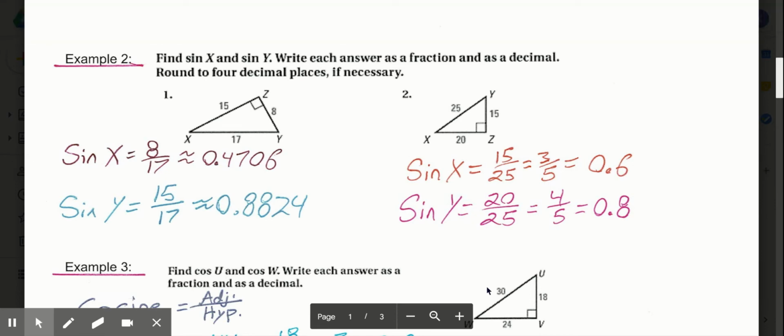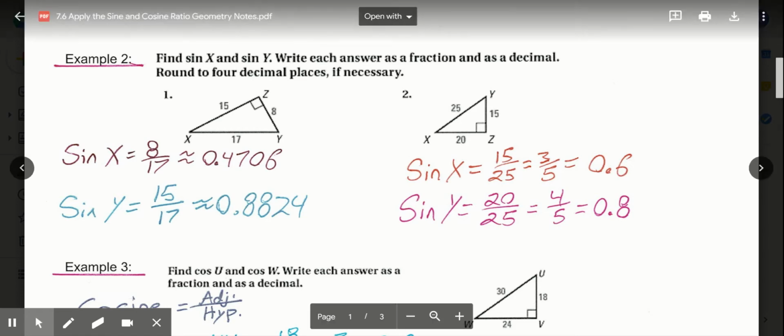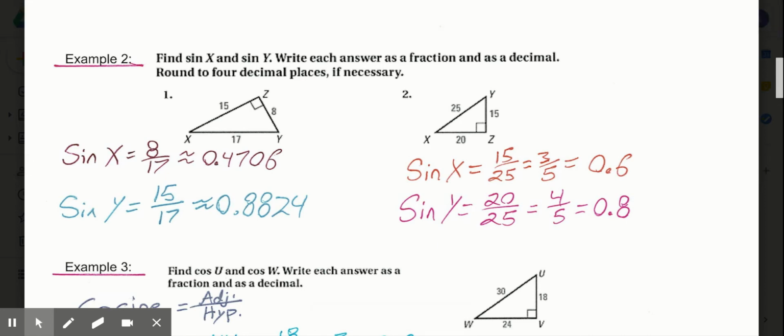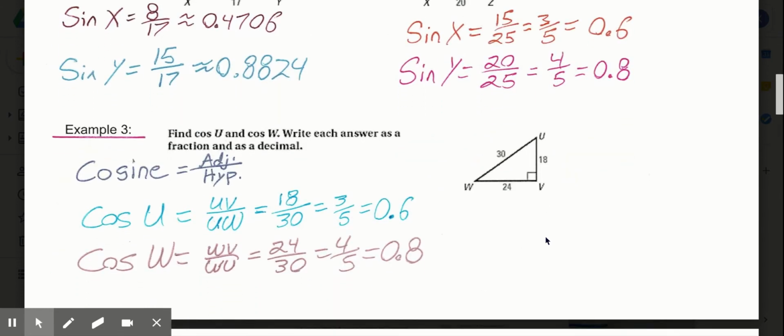Then in the next example, the sine of x, opposite over hypotenuse. So 15 over 25, which simplifies to 3/5 or 0.6, 6/10. And then we have the sine of y, which is 20 over 25, which simplifies to 4/5, which is 0.8 or 8/10.